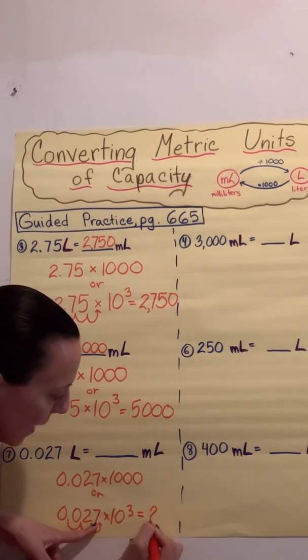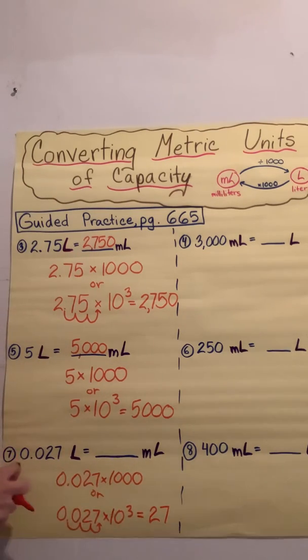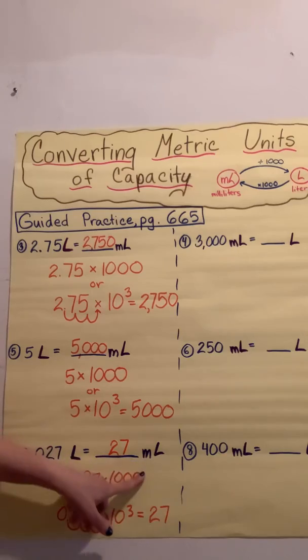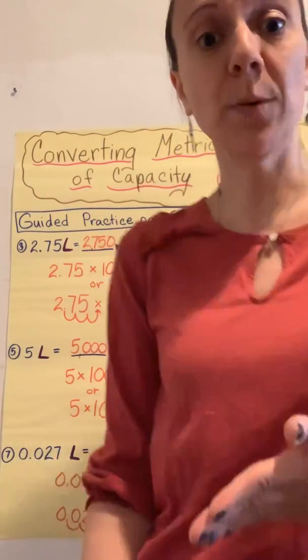So I'm just going to get rid of the zeros in the front and make it a whole number, 27. So 0.027 liters is equivalent to 27 milliliters. Okay, now it's time to go the opposite way.